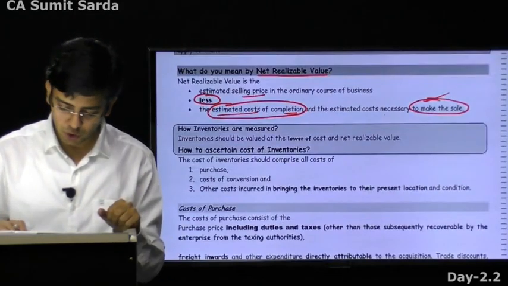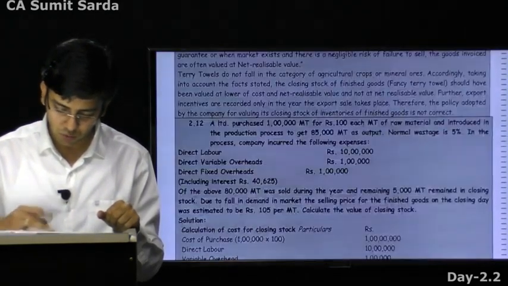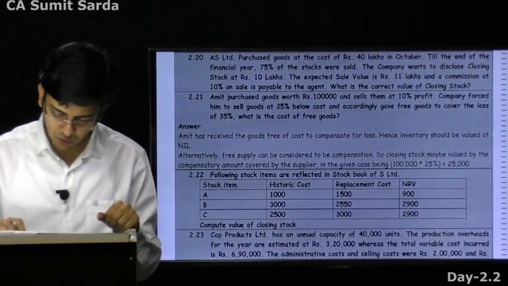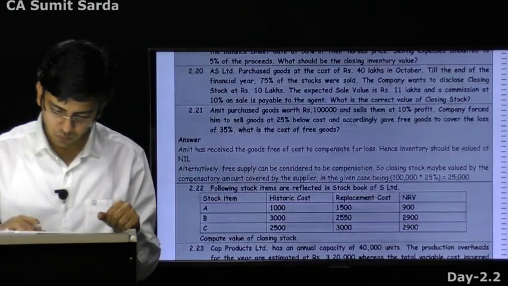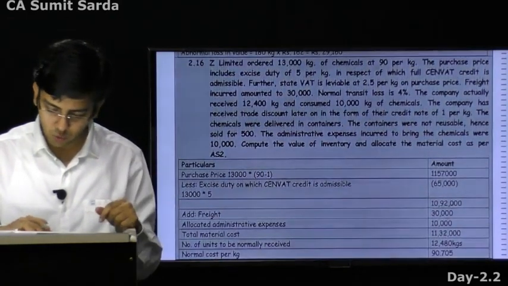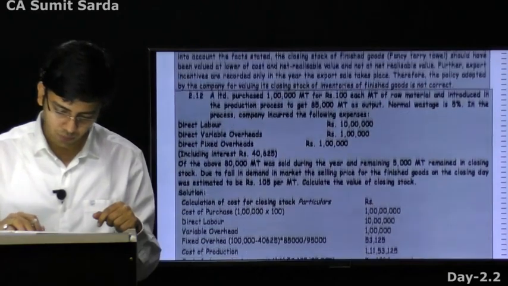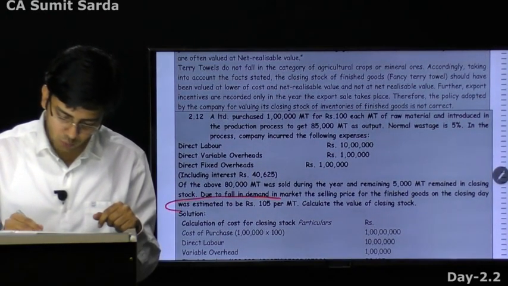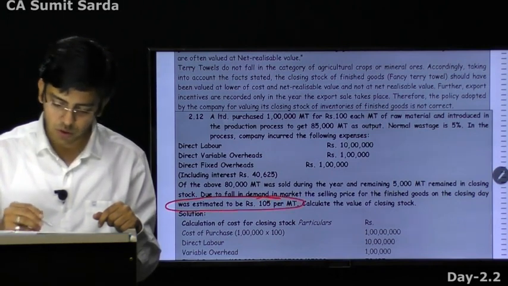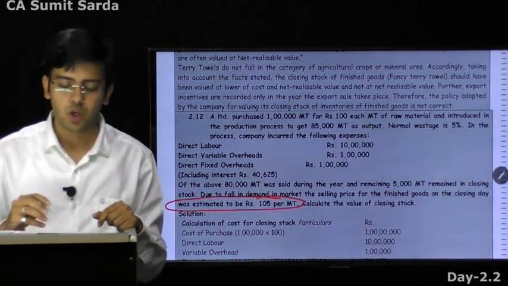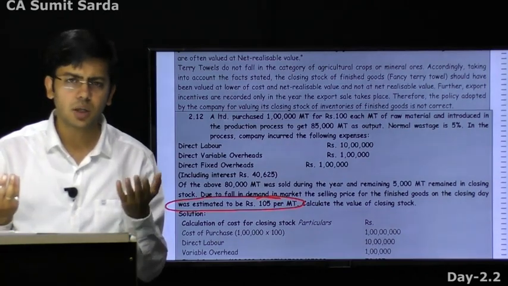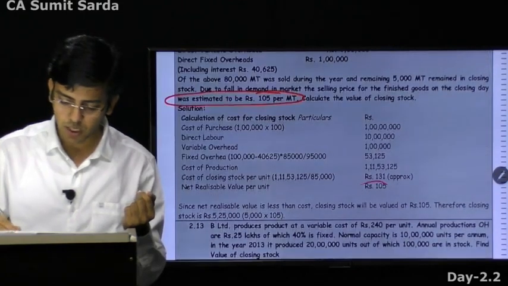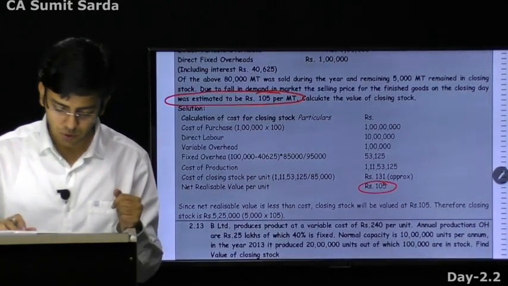We'll look at a bit more questions. We have seen a lot of questions. We'll solve a bit more questions now on NRV. So there was a question in between also, which talked about NRV, and I had asked you to cancel the line. So we'll look at that also here. The finished goods NRV was estimated to be 105. So finished goods are going to be measured at 105, cost or NRV, whichever is lower. So NRV is 105. So the question has solved it at 105. So we'll move ahead.